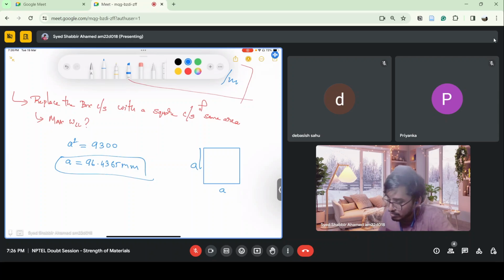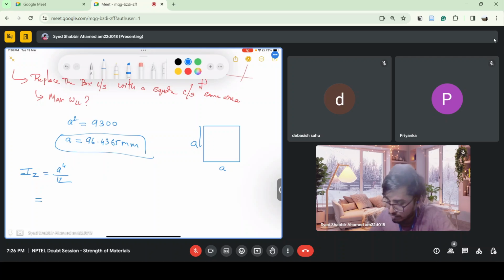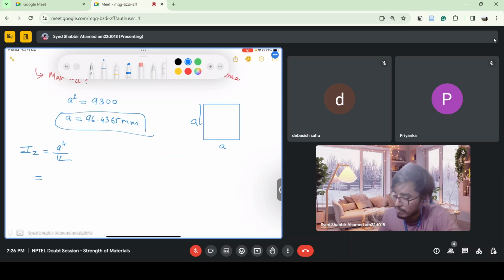Now I need to calculate the moment of inertia for this, a power 4 by 12, with a equal to 96.4365. We'll get 7207497.25 mm power 4. This is our moment of inertia.